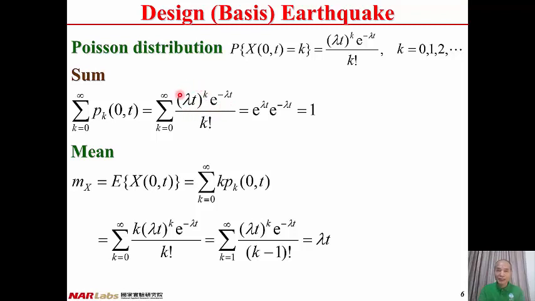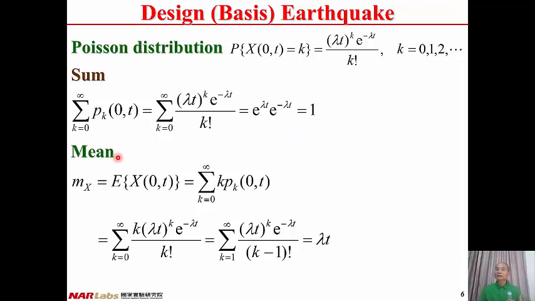The summation of (lambda T)^K divided by K factorial from K equal to 0 to infinity equal to exponential lambda T. And exponential lambda T cancels out with exponential minus lambda T. Therefore, the summation of probability equal to 1. Therefore, the Poisson distribution satisfies the property that the summation of probability equal to 1.